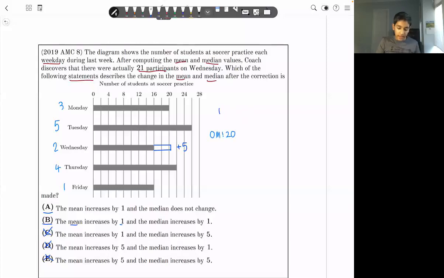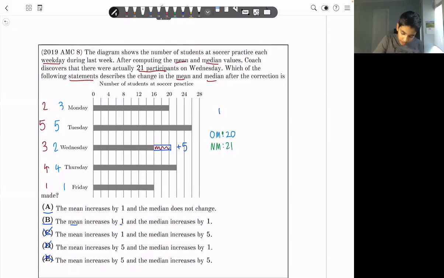But now the median is going to change. Now we have a new ordering. The least is going to be Friday. The second least is actually going to be Monday instead of Wednesday, because now we have this additional 5. Then the third least is Wednesday, the fourth is Thursday, and the fifth is Tuesday again. Therefore, the median is now the new value of Wednesday, which is 21. So the new median is 21.